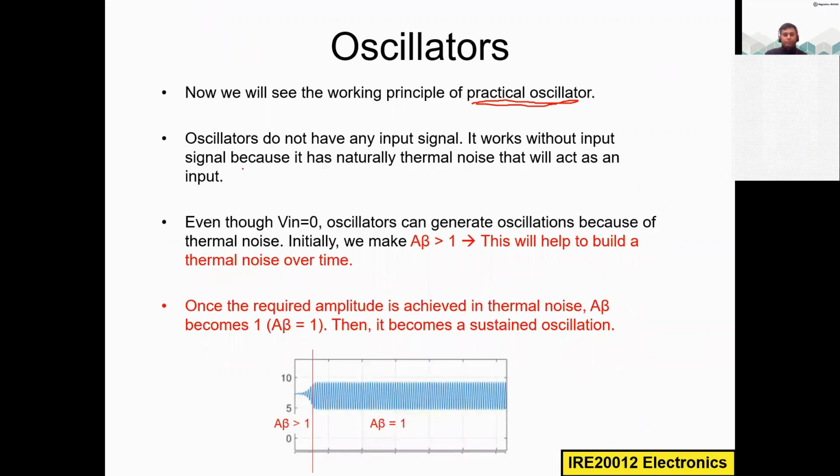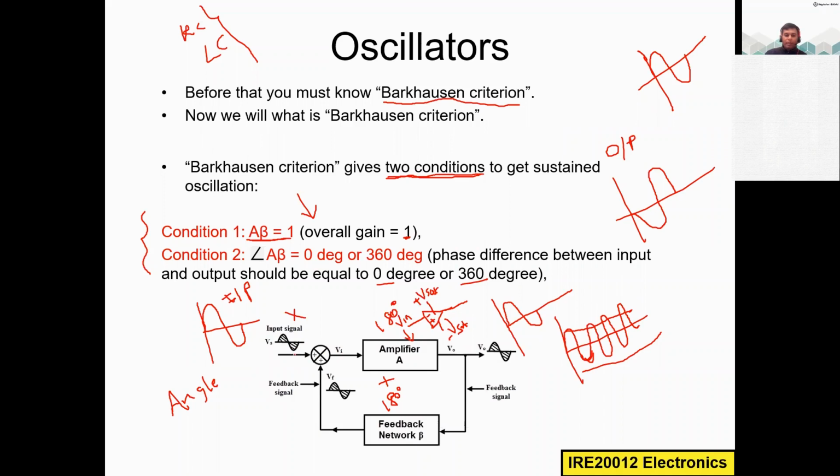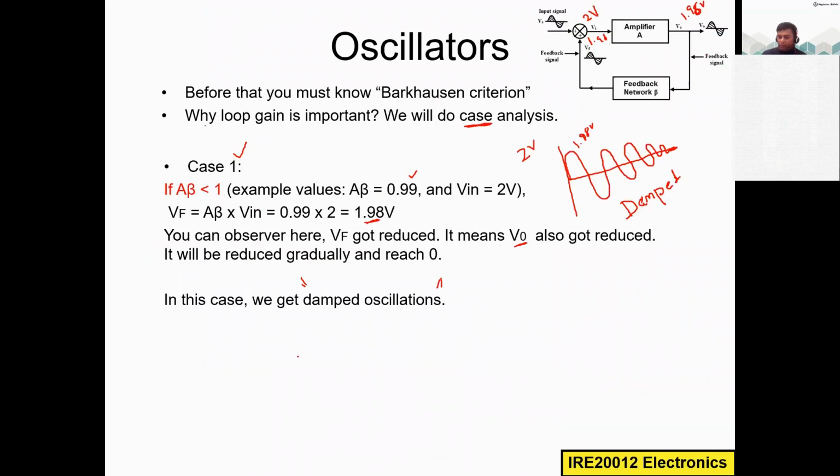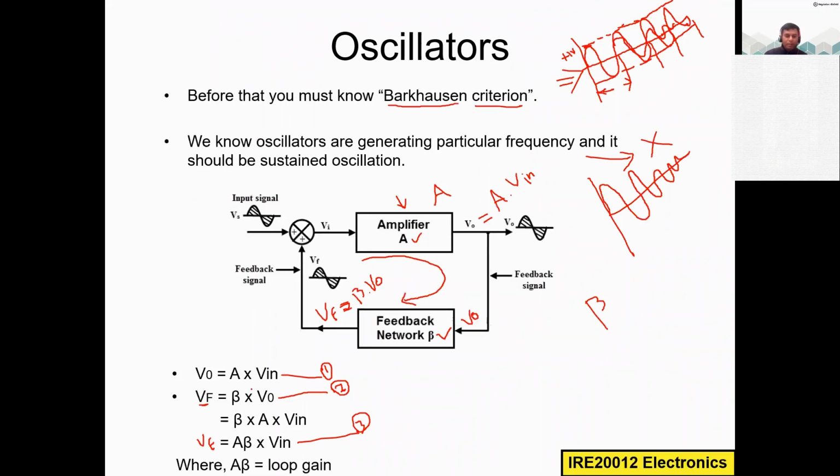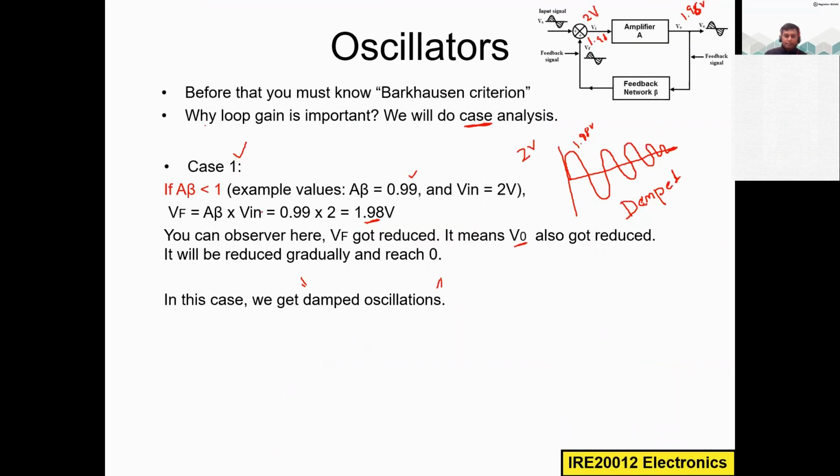We will see this now. So why did I mention V in here? Because for this mathematical analysis, we must assume a V in. That is why in the first slide I had V out is equal to A times V in, and VF is equal to beta times V out. That is the VF. Then we created equations 1, 2, 3, and did some case analysis to analyze this Barkhausen criterion.